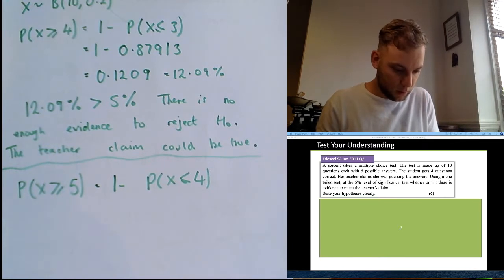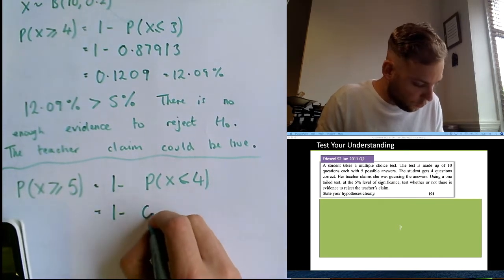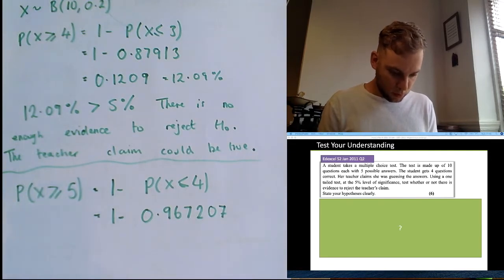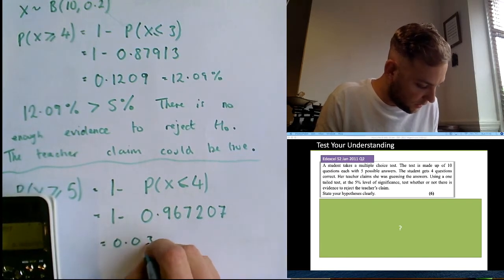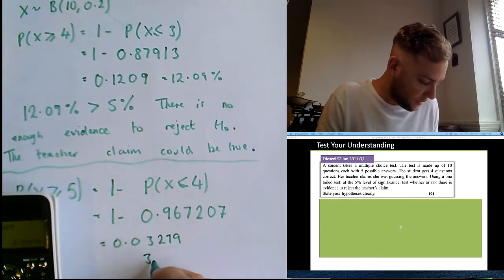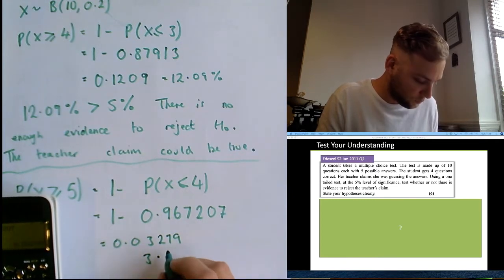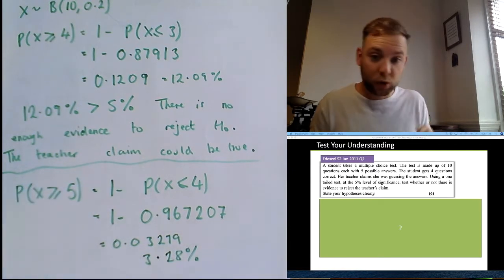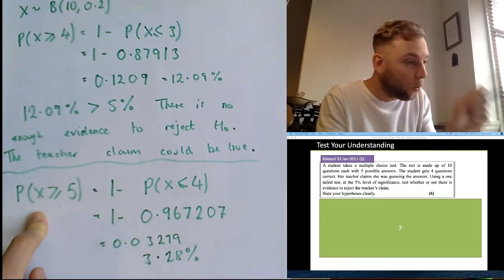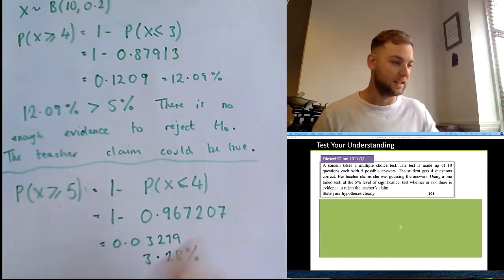So let's store that: 1 minus 0.967207, which is equal to 0.03279, which is equal to 3.28%. So our critical region in this case is anything which is greater than or equal to 5. And because we've got an answer of 4, it means that we can't reject the null hypothesis in this case. So let's just check that.